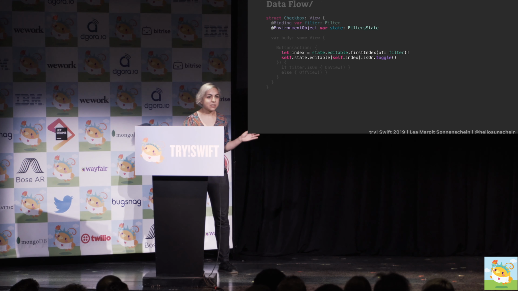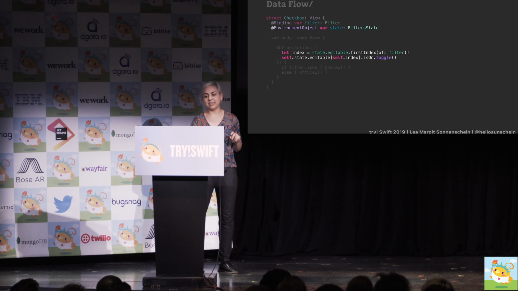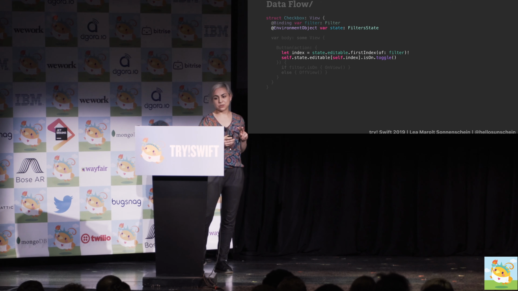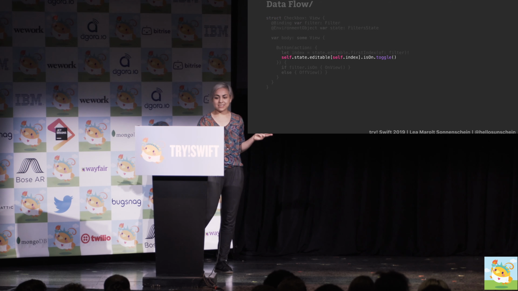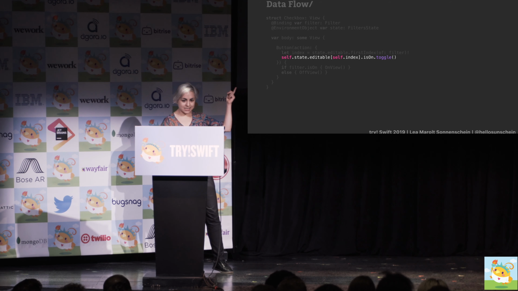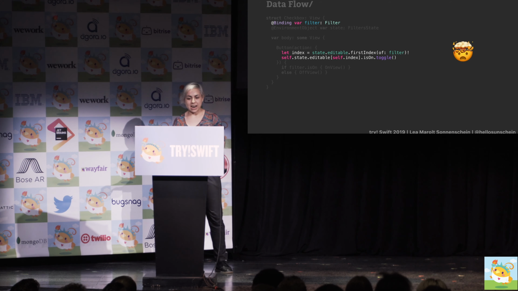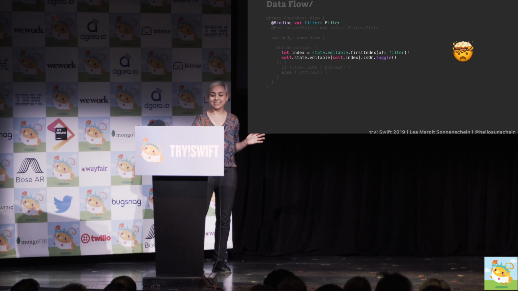It actually gets even worse in our case, because we have to maintain two separate arrays of filters, one for editing and one as a source of truth for what is actually applied and what is not. So once this change trickles upwards, it changes the isOn property of this filter, which then causes a crash here when the view gets re-rendered because we're force unwrapping a filter that doesn't exist anymore.